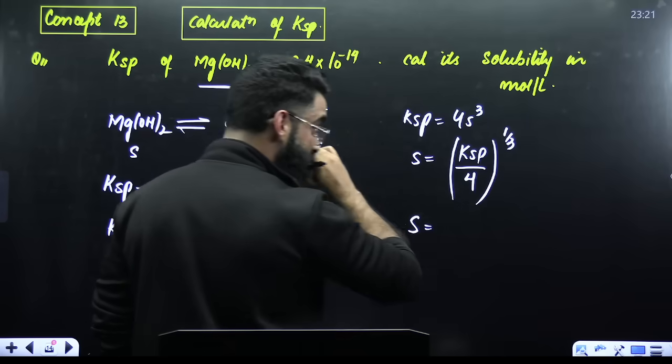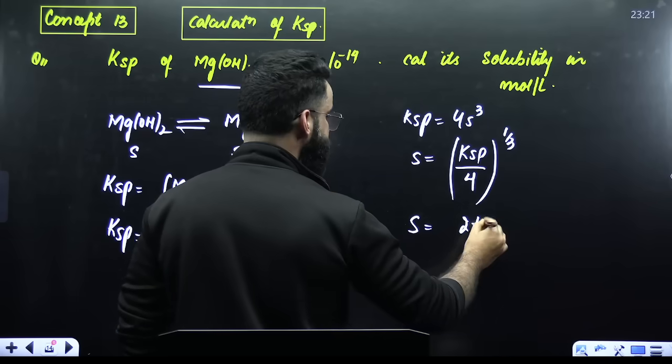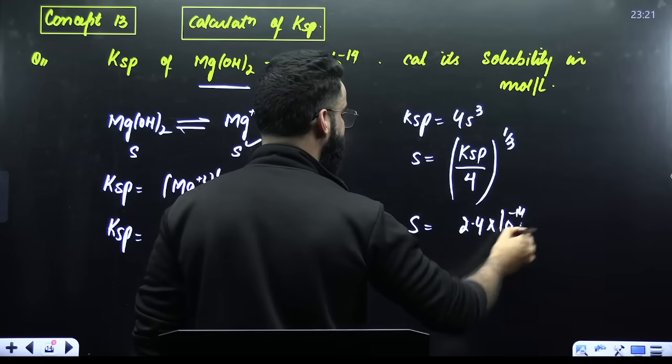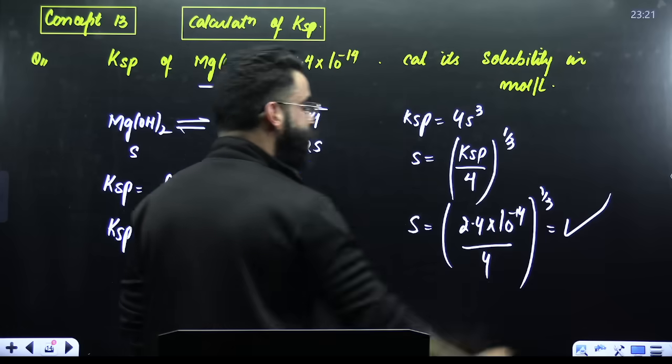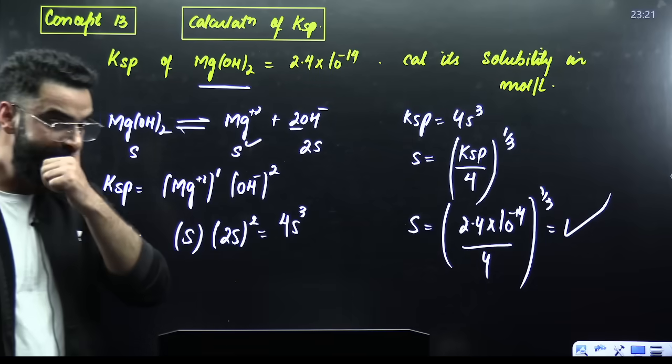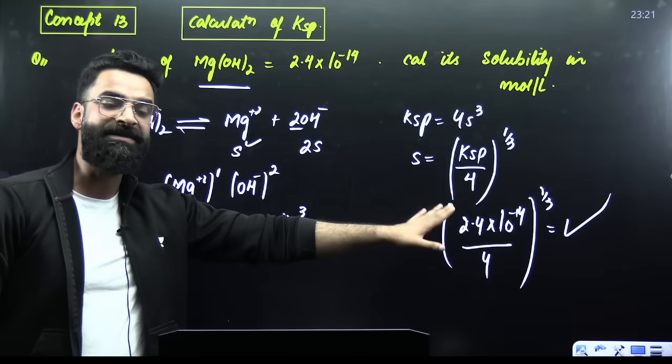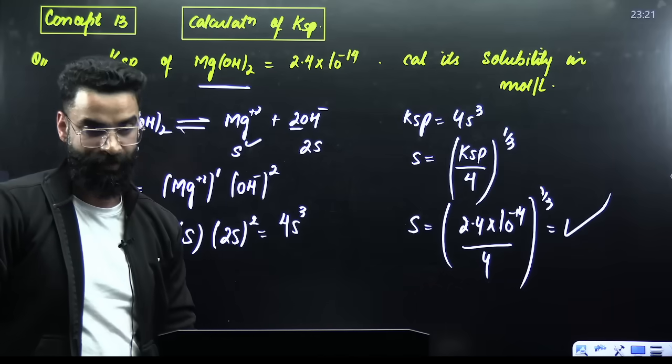Now, my dear students, as per the question, the KSP value is given as 2.4 into 10 raised to the power minus 14, divided by 4, whole raised to the power 1 by 3. Just the matter of calculation. Get the solubility which you are supposed to calculate, right? These sort of basic easy questions are asked in your NEET examination as well, right?